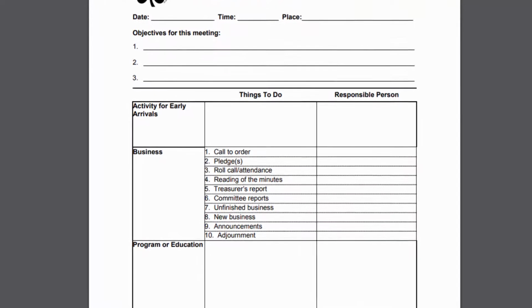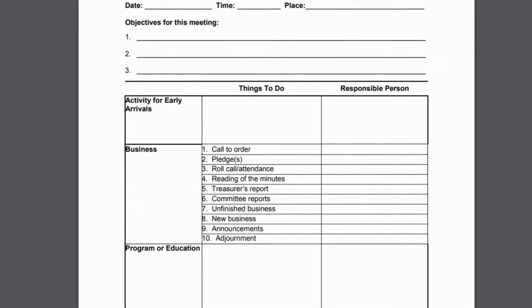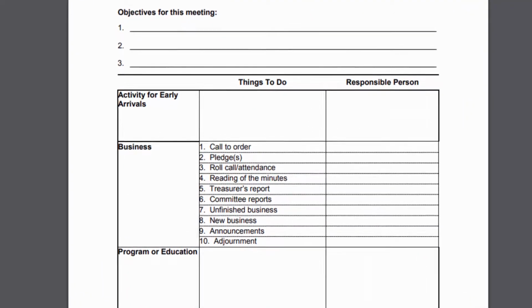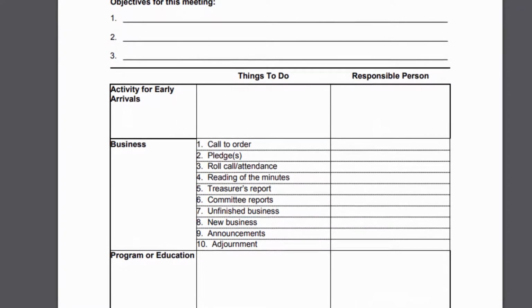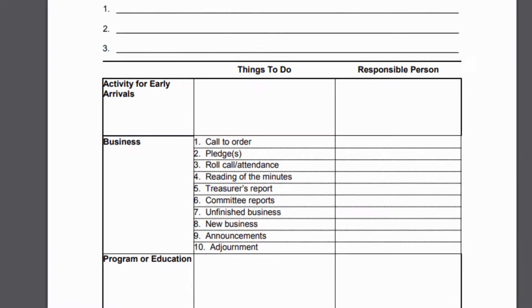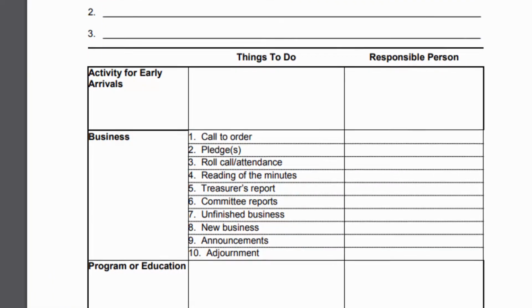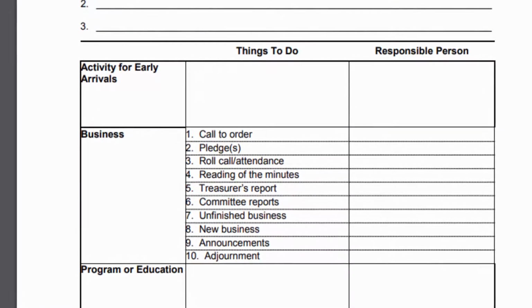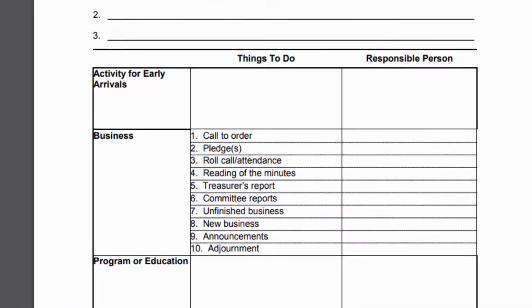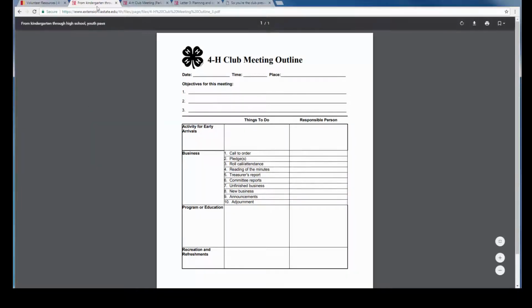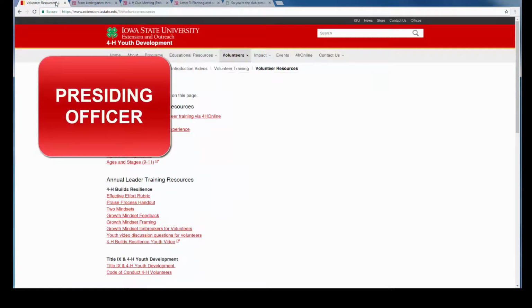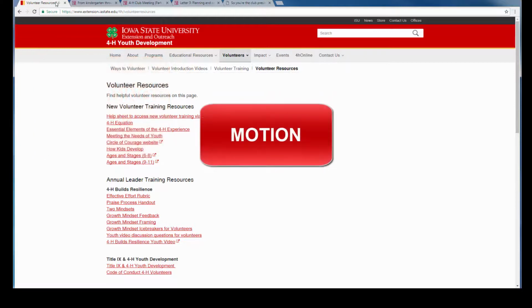The president, in cooperation with club leaders, prepares the agenda in advance of the meeting. This allows the youth leader to provide input, be prepared, and assume complete responsibility of the meeting. The 4-H Club Meeting Outline is a great tool to use when preparing for the meeting. The next is presiding officer. This is the person in charge of conducting the business meeting, typically the president or chairperson.